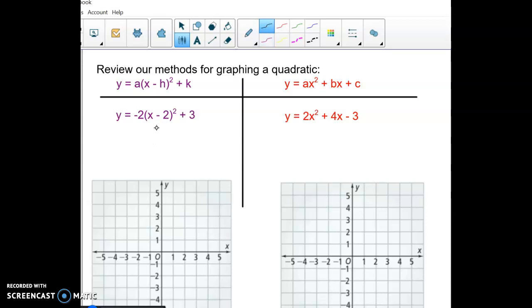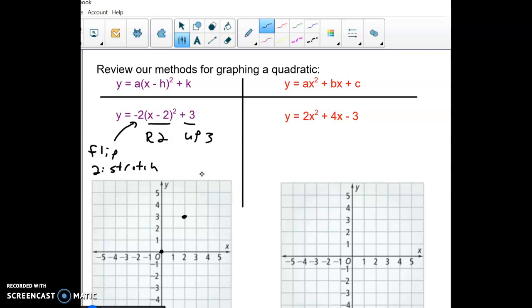Okay, so when it's in vertex form, we basically are just going to shift stuff around. The normal parabola starts at 0, 0, but this one is going to go to the right 2 because of the minus 2. It's opposite of what we think, so it actually makes it go right 2, and this goes up 3. So that's where the parabola is going to start. Then the negative 2 part is going to make it flip upside down, because it's negative, and the 2 means it's going to stretch.